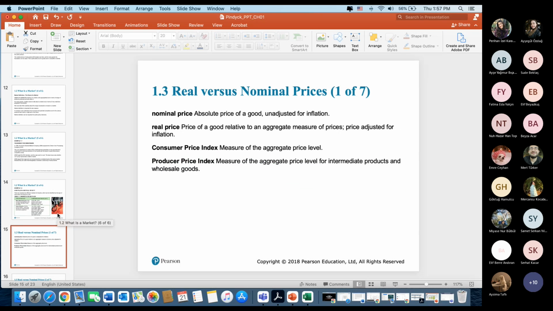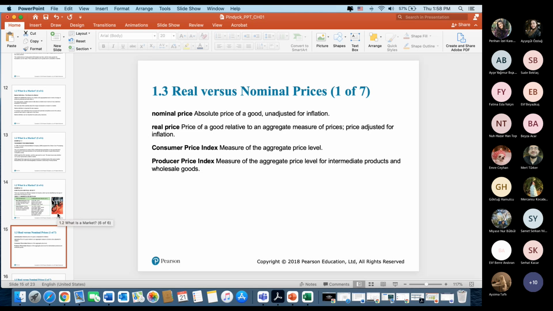And what are the real and nominal prices? The nominal price is the absolute price of a good unadjusted for inflation. So we understand that if we are talking about nominal price, it still includes inflation, okay? If we subtract inflation, then we reach the real price. So the nominal price minus inflation will give us the real price.